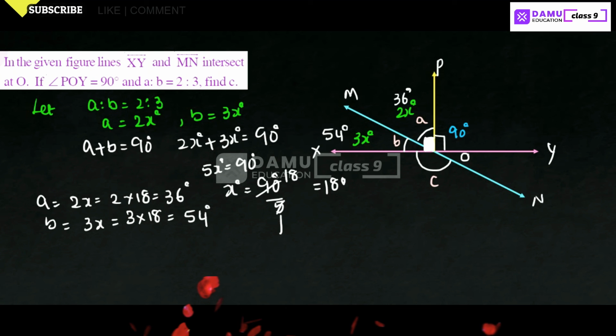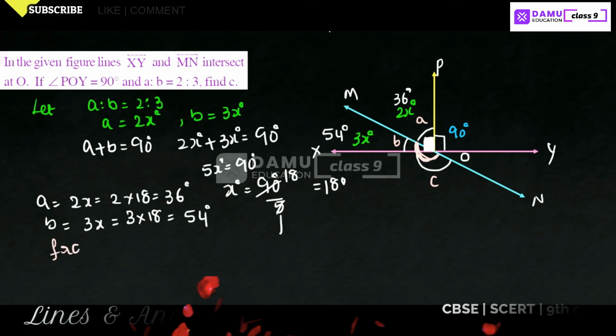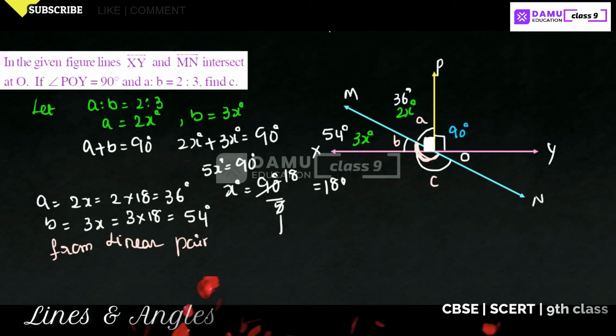From the linear pair, B and C. So from the linear pair axiom, the sum of the two adjacent angles, that is angle MOX plus angle XON, will be equal to 180 degrees. So here angle MOX is B, angle XON is C, that will be equal to 180 degrees.